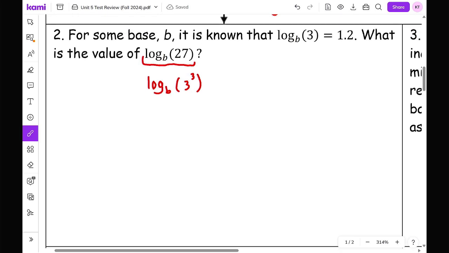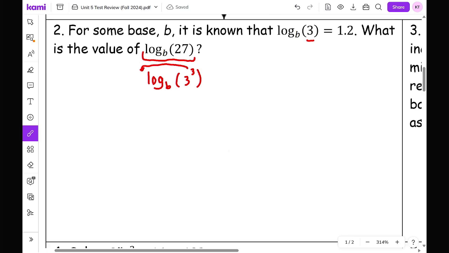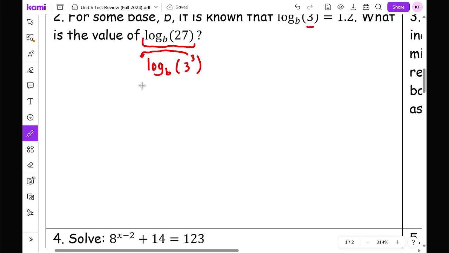I'm doing that because I see, based off what's given to me, that I have a base of 3 right here, and I can rewrite 27 to be having a base of 3. So I'm now going to move this 3 to the front using my log properties, using the power rule here. So that's going to be the same thing as 3 log base b of 3, equal to, or not equal to anything.